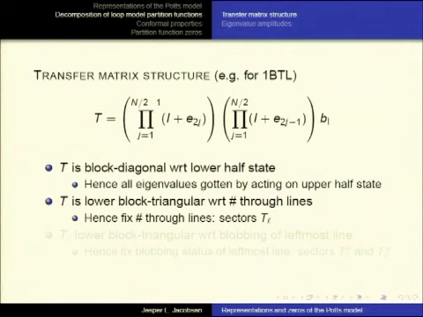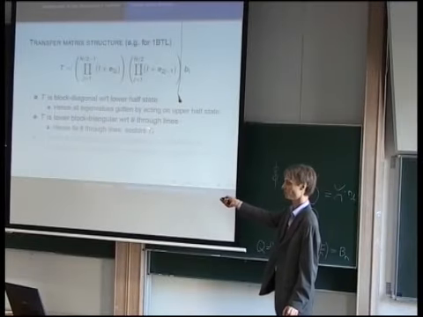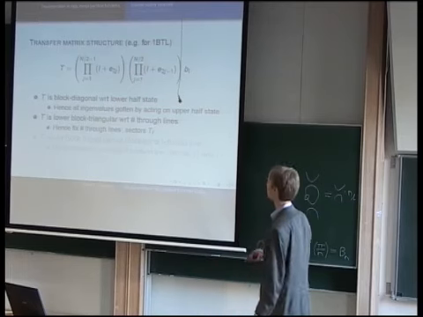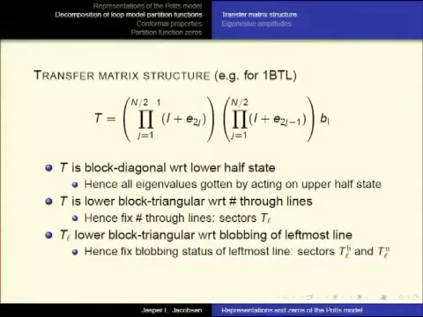And then finally, then there was this blob, the circle acting on the boundary. Well, as I said, it's contagious. Once you have marked a through line, then now, since you have fixed the number of through lines to be a constant, that marking can never disappear again. So it's block triangular with respect to the marking or the blobbing of the leftmost through line.